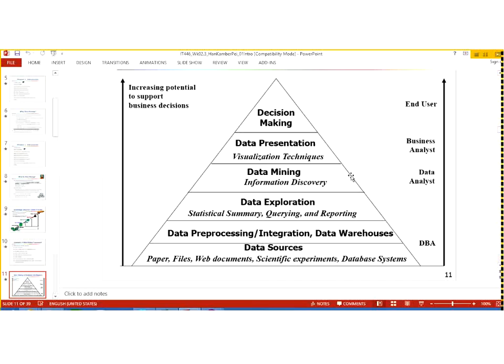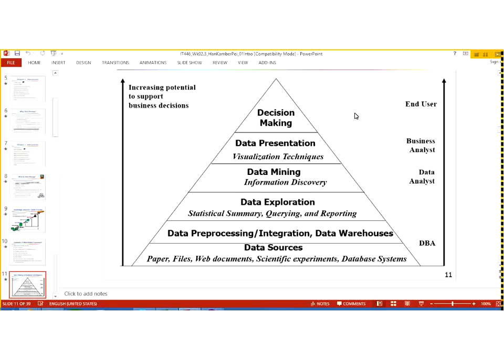So this part is related to the database administrator, where we're talking about databases, cleaning the data, integration, etc. This part where we have data mining is related to the data analyst, who applies the different data mining tasks. This part where we now present the mined data is given to the business analyst, who presents this data in certain charts or drawings that can help the end user to make decisions.